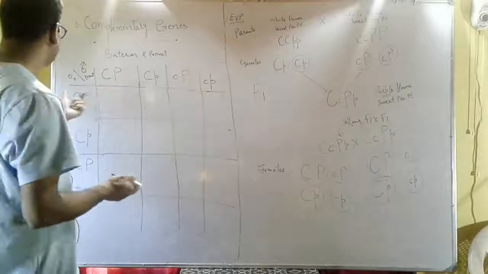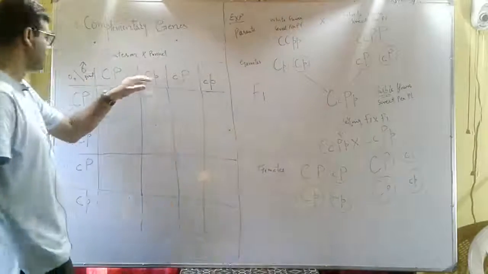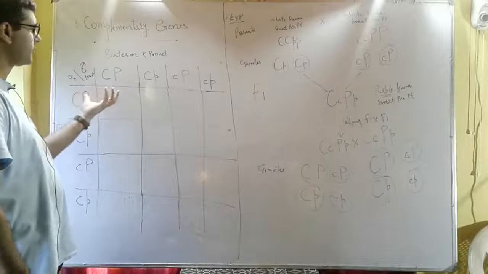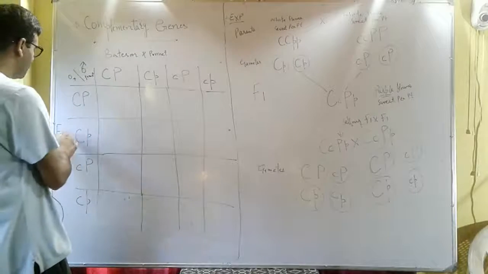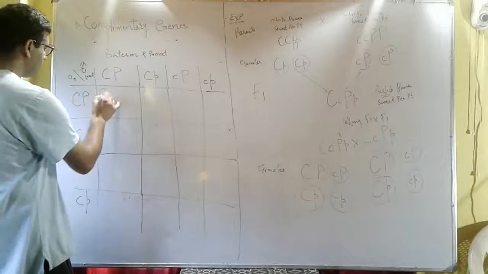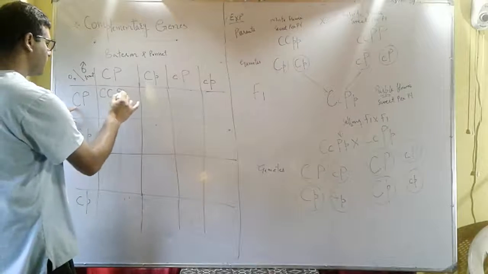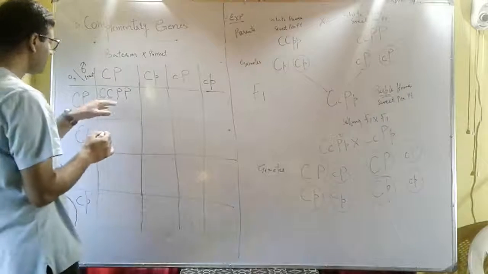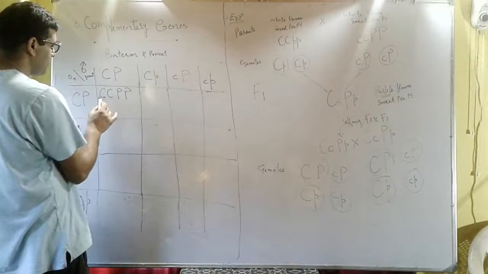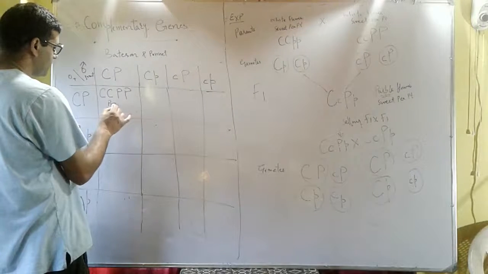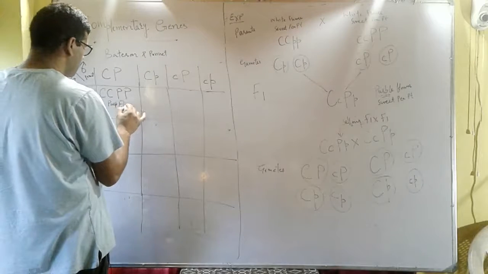Then the fusion of the gametes will take place. These are male gametes, these are female gametes, and fertilization, random fusion of the gametes, gives the F2 generation. So we have capital C, capital C, capital P and capital P. So this would be purple, because this is a purple flower sweet pea plant.